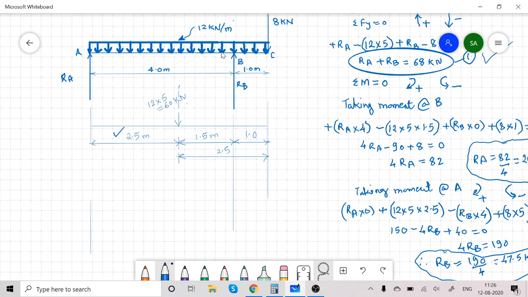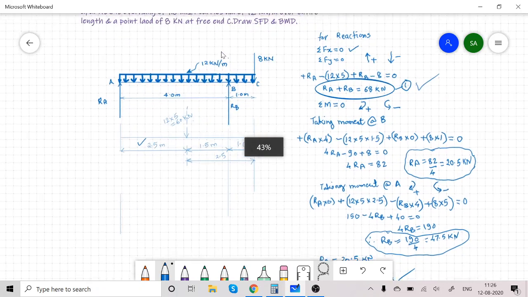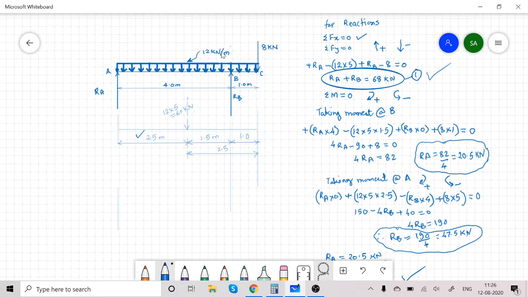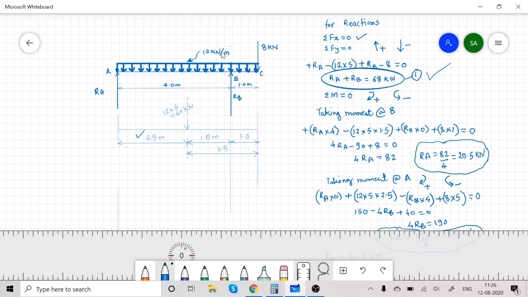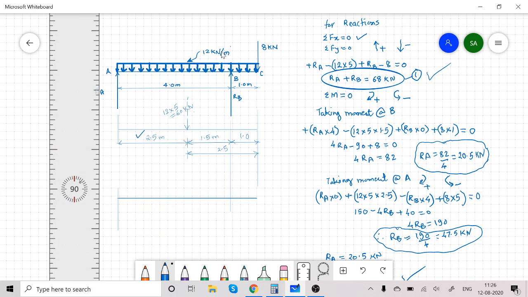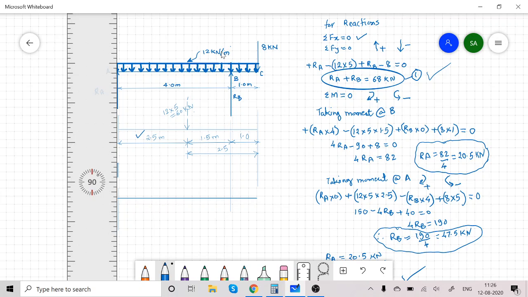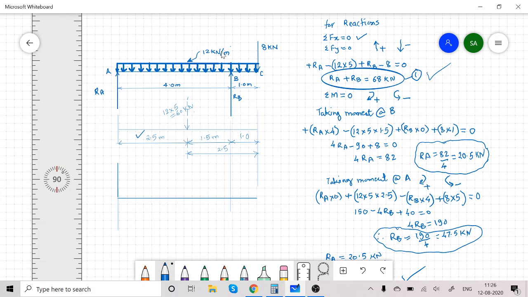So whatever calculations are done are correct. Now let us draw the shear force diagram directly because we got RA and RB. So for that I am drawing first the baseline. Then at A there is an upward reaction of 20.5. So I will take some suitable scale or proportionate diagram I will draw.